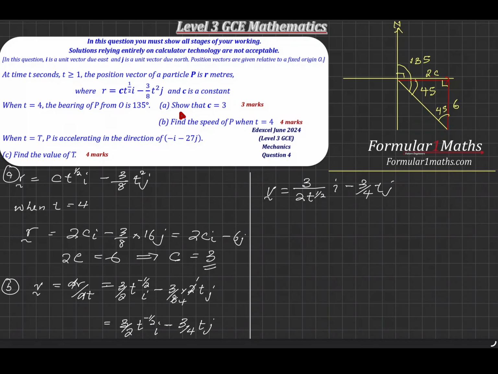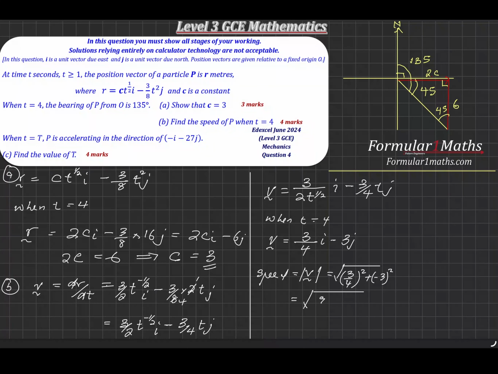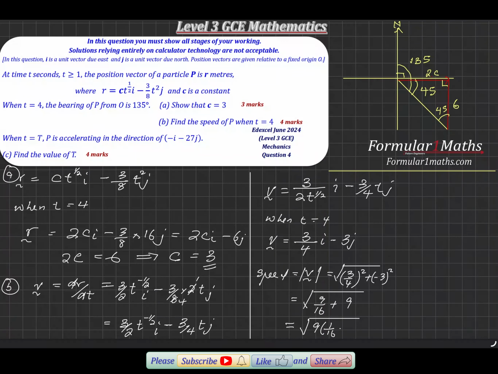So the speed is equal to the magnitude of the velocity, which is equal to the square root of (3/4)² + (−3)². That will give the square root of 9/16 + 9. This will be the same as the square root of 9(1/16 + 1). And that will give me 3√17/4.